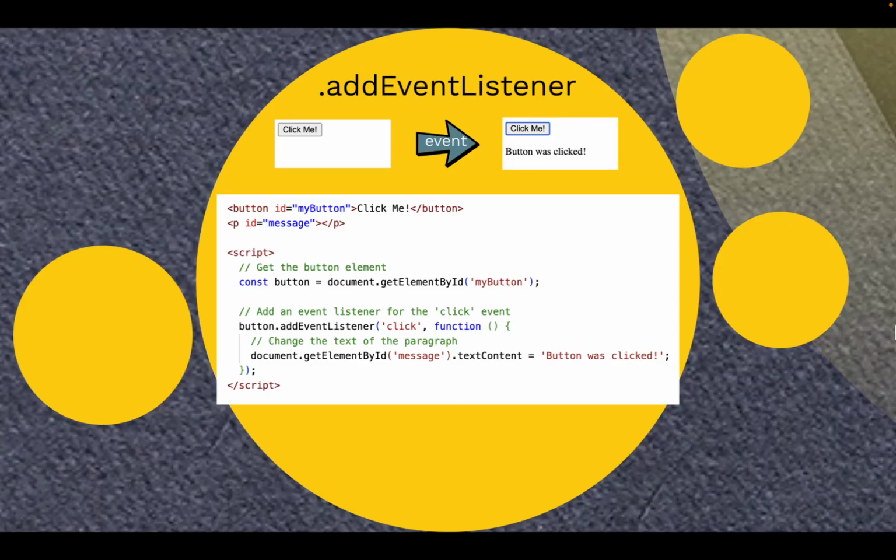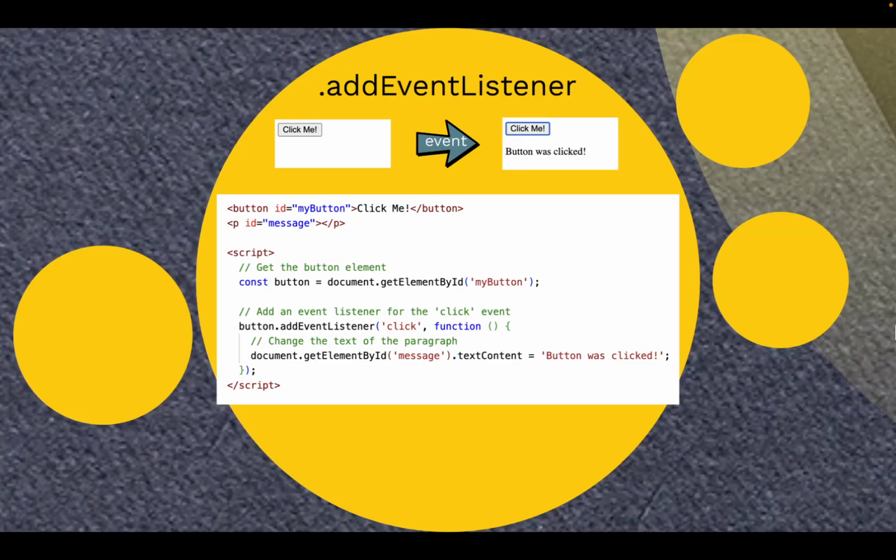Notice the syntax of the addEventListener method. button.addEventListener, and the two parameters, click and the function. The addEventListener method expects these two parameters separated by a comma. The first parameter is the event you are listening for. In this case, it's listening for the user to click the button.